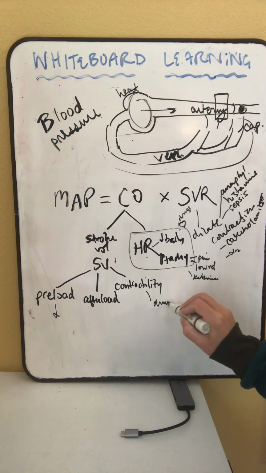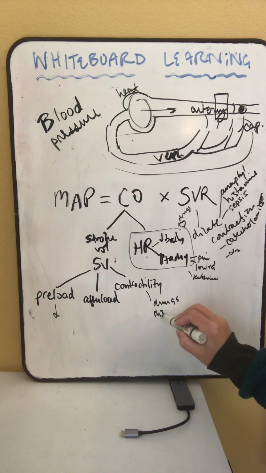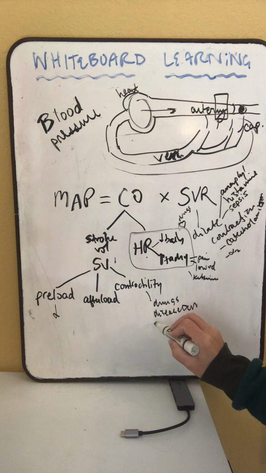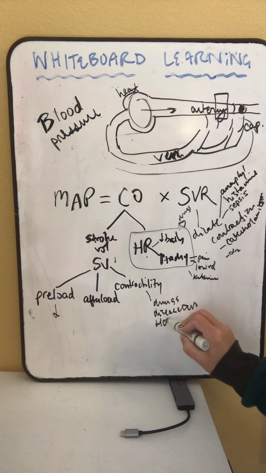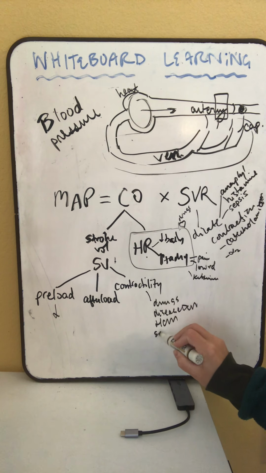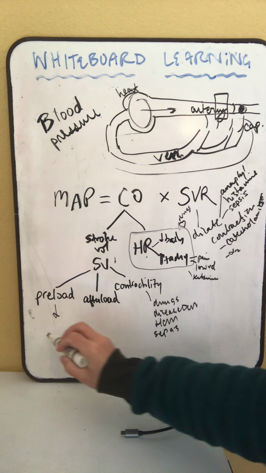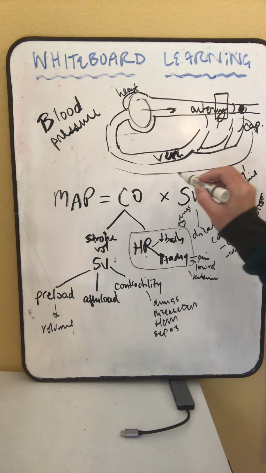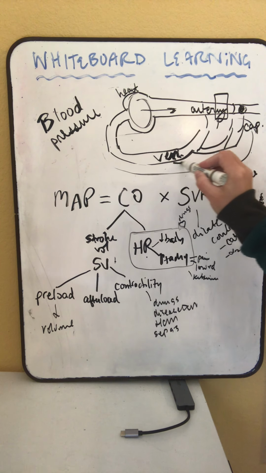Well, drugs can, and diseases of the heart, like DCM. You can also have HCM. You can have sepsis, can affect the contractility, and preload is usually volume changes, but it can also be that the venous system can dilate too.